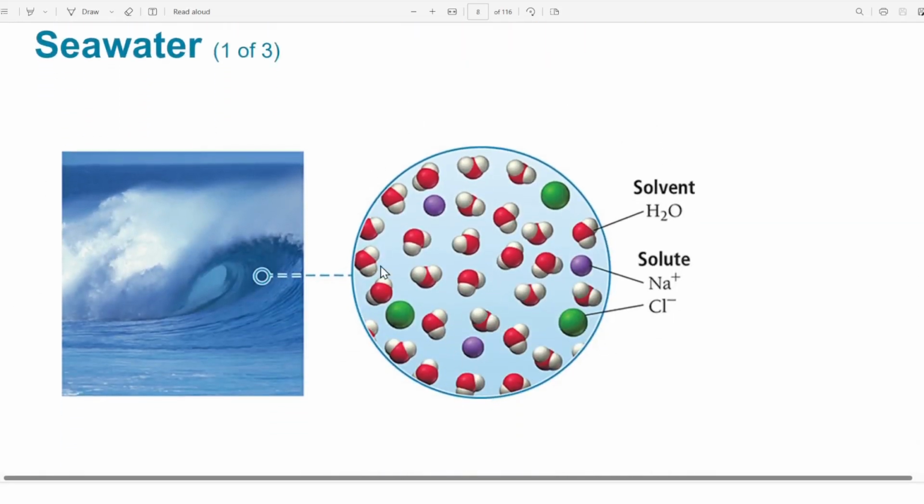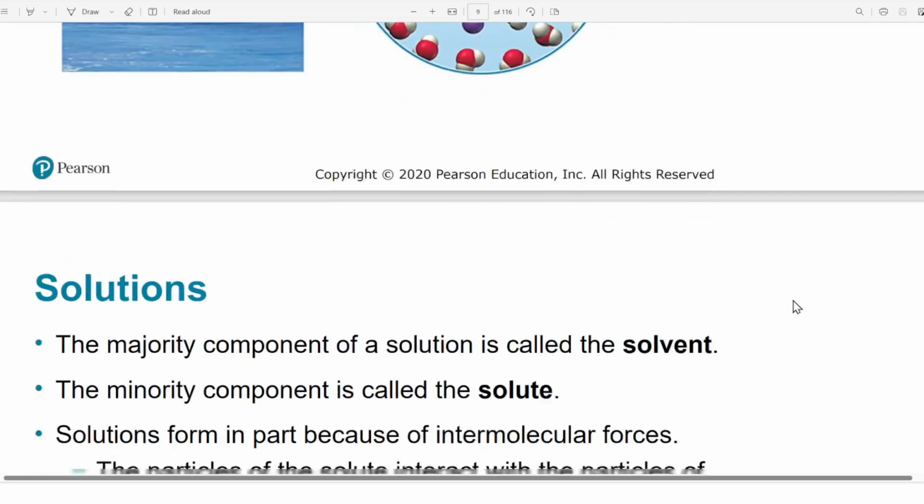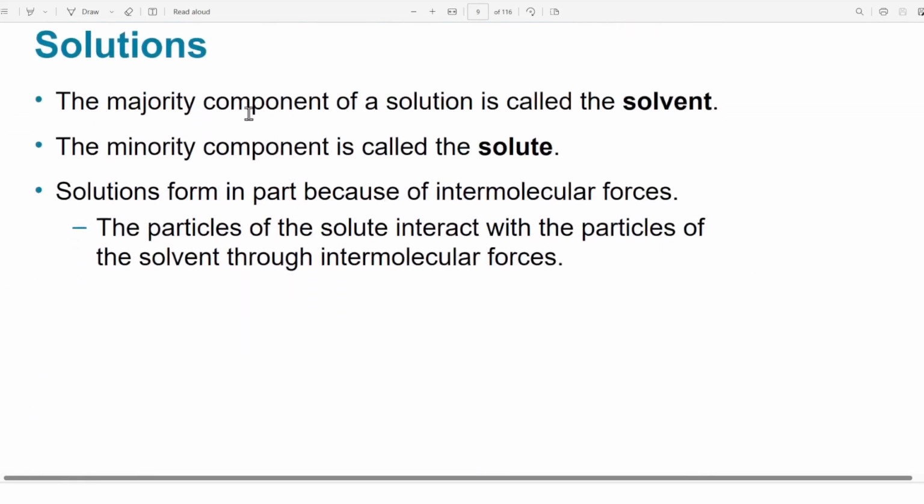Here's an image of what seawater might look like on a molecular level. We have the water in red and white. The red represents oxygen and the white represents hydrogen. We have the sodium represented with purple balls and the chlorine represented with green. The majority component of a solution is called the solvent, and the minority component is called the solute.